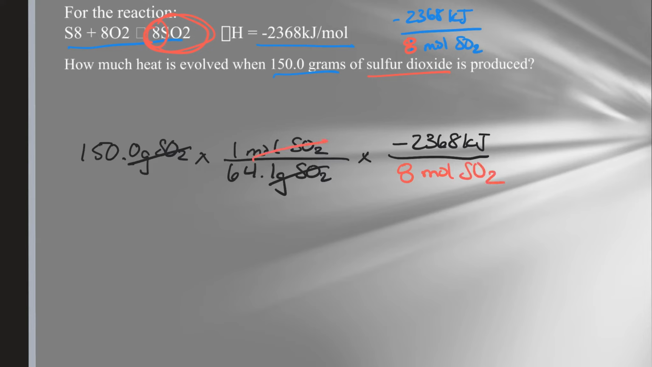This way you can cross out your moles of SO2, and then all you have to do is type in what you have here on the calculator. The answer you'll get is negative 692.7 kilojoules. That's how much energy is produced when 150 grams of sulfur dioxide is produced. So that's how this question works.